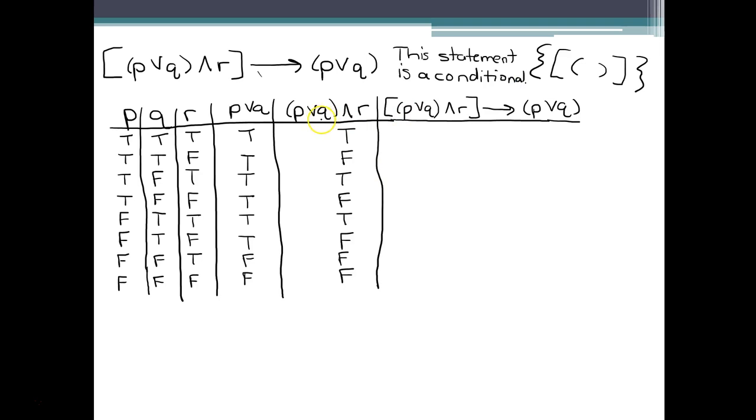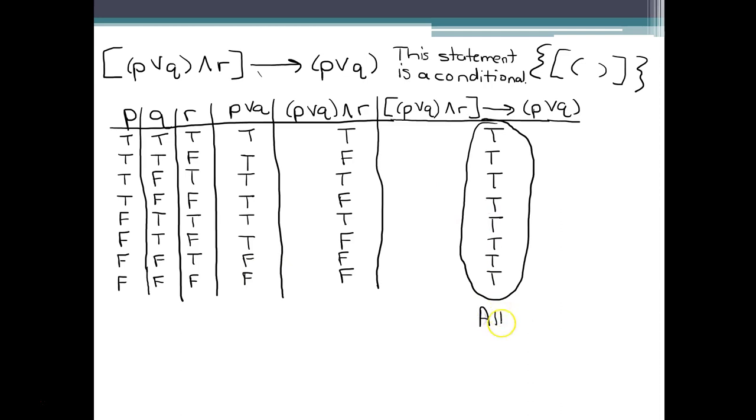Okay, so the P or Q and R column to the P or Q column. True to true is true. False to true is true. True to true is true. False to true is true. True to true is true. False to true is true. False to false is true. False to false is true. Remember, conditional arrow, it's only false if you go T to F. And we never did that here. We always went either T to T, F to T, or F to F.